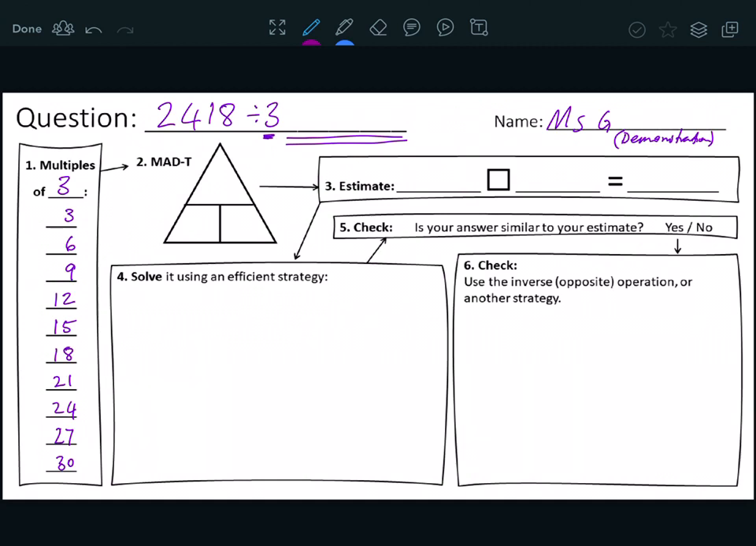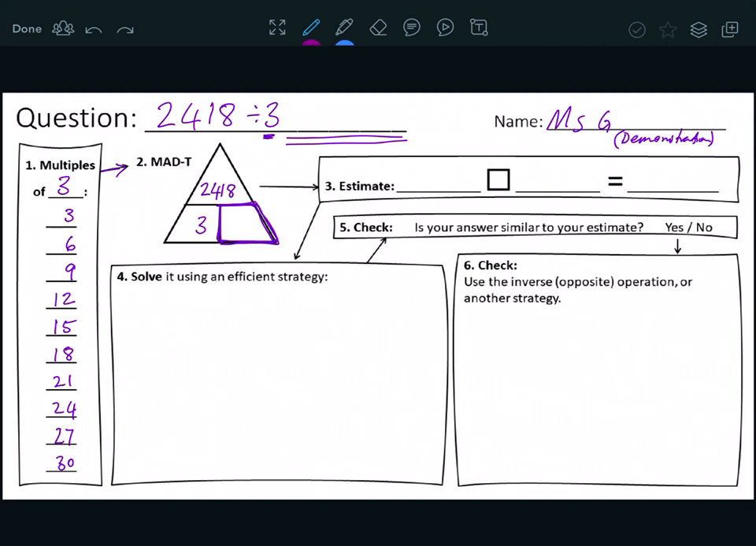Okay, now I've done my multiples, I'm going to do my MAD-T, which is 2,418 divided by 3, and I need to find out this number here. So I'm really finding out which number multiplies with 3 to make 2,418, or if I broke 2,418 into 3 parts, how big would each part be? I know this number is definitely going to be smaller than the number on the top. So to estimate, to figure out around about what size that number is going to be, I need to think about what are friendly numbers.